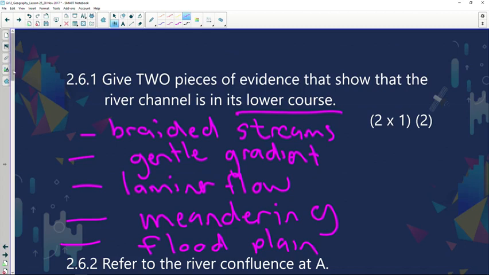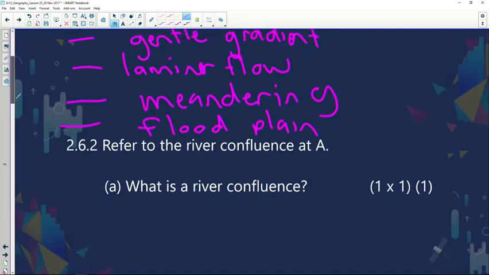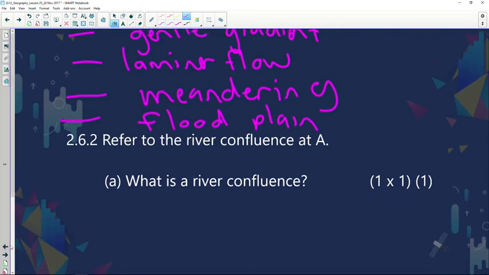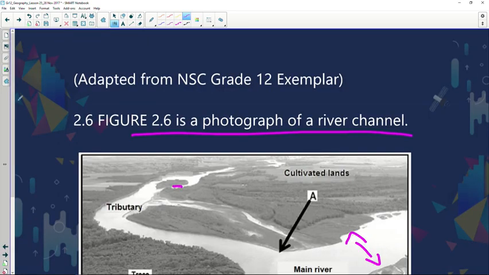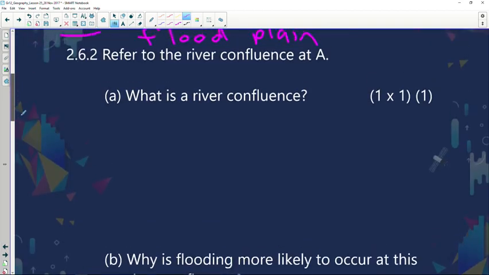Okay, now refer to the confluence at A. What is river confluence? Let's just go back to the diagrams over there. And what happens over here? Confluence is where two rivers join. Okay. What is river confluence? Is where two rivers join.